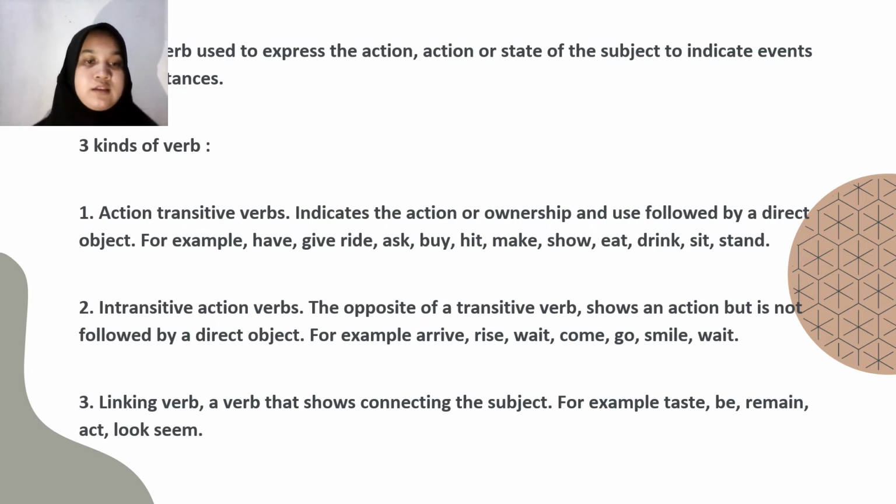2. Intransitive action verbs, the opposite of a transitive verb: they show an action but are not followed by a direct object, for example, arrive, rise, wait, come, go, and smile. 3. Linking verb: a verb that connects the subject, for example, taste, be, look, seem.